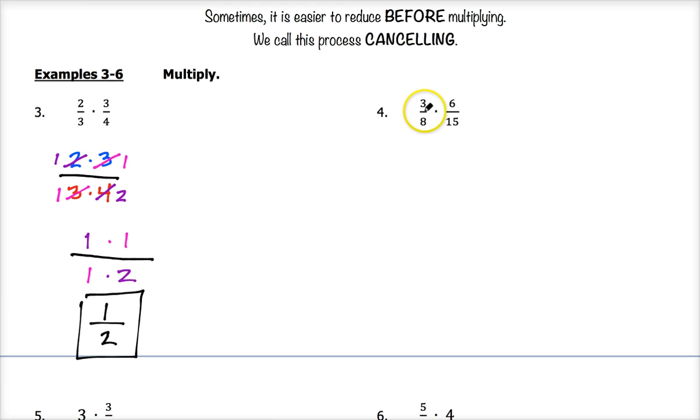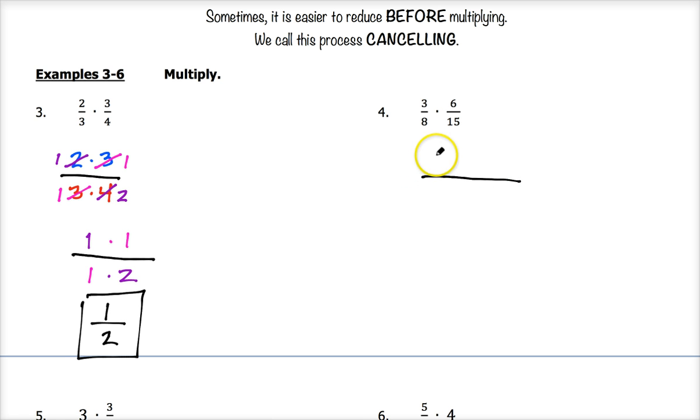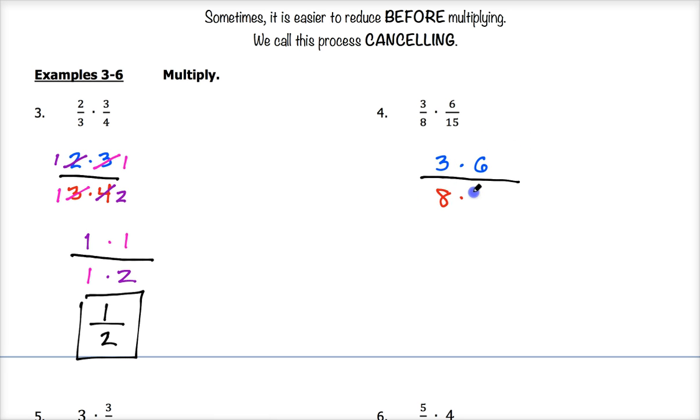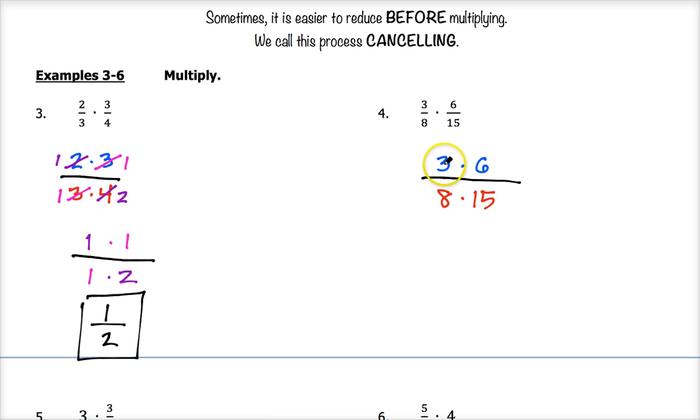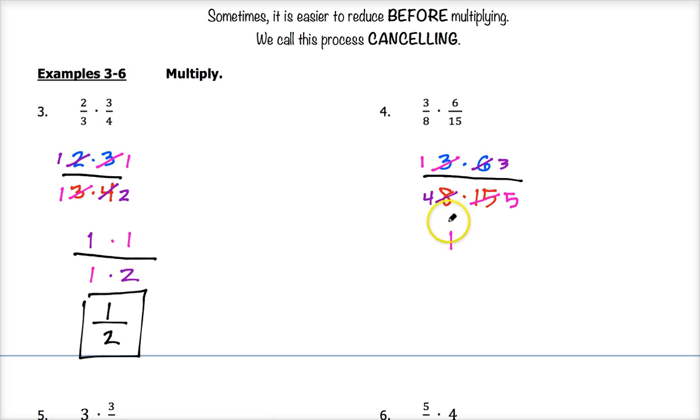I can do the same thing on number 4. I have 3/8 times 6/15. So in my numerator I'm going to be taking 3 times 6. In my denominator I'll be taking 8 times 15. But before I actually multiply, if I look up and down to see where I can cancel, I see I have a 3 and a 15. 3 and 15 are both divisible by 3. So I can divide by 3 and make this a 1 and a 5. I can do the same thing for my 6 and my 8. I can divide those both by 2 and make this a 3 and a 4. So this becomes 1 times 3 over 4 times 5.